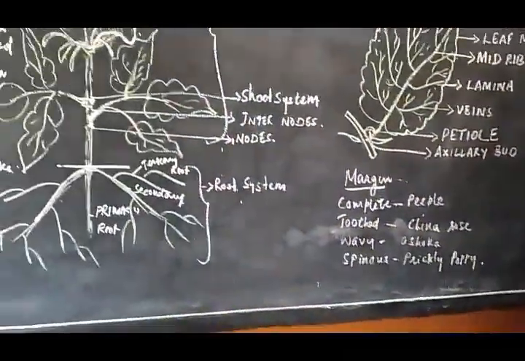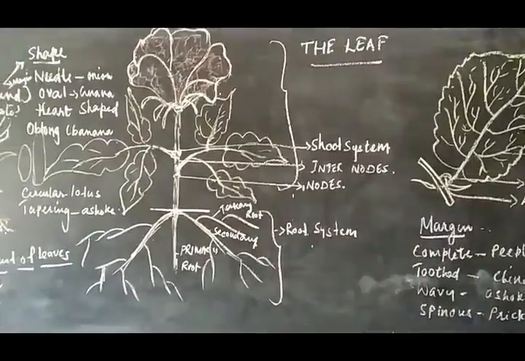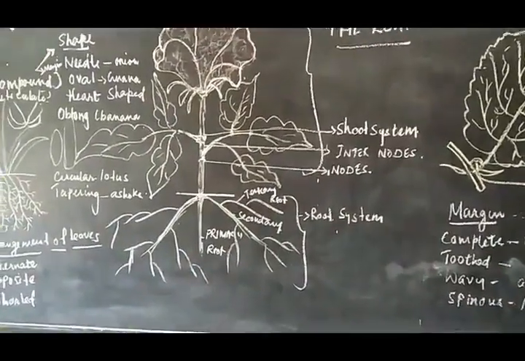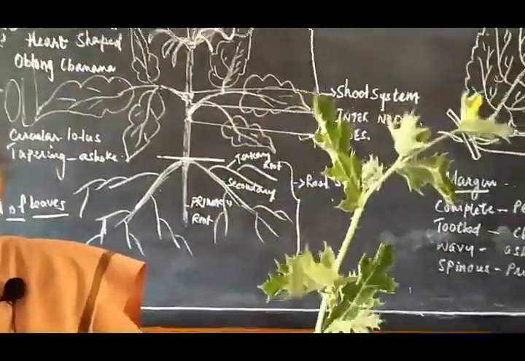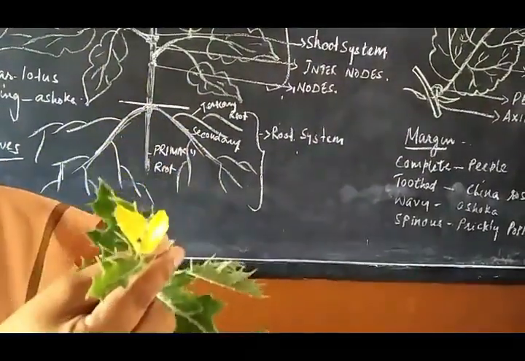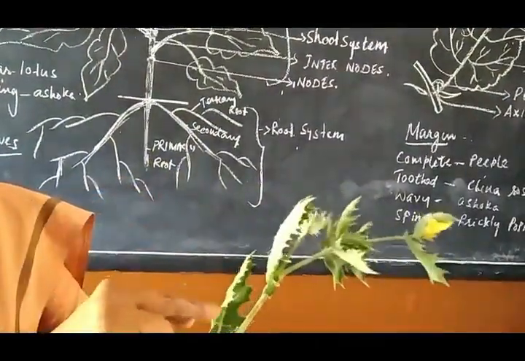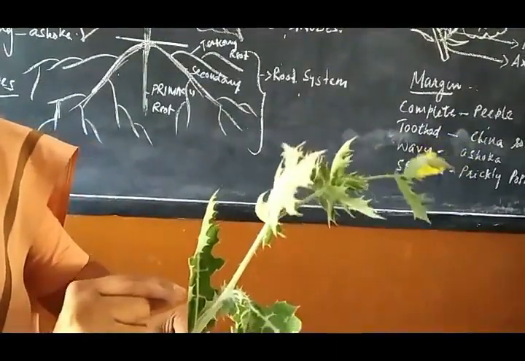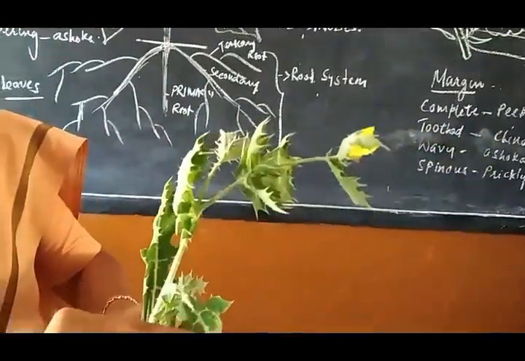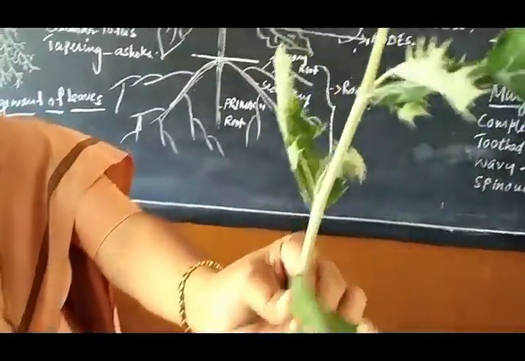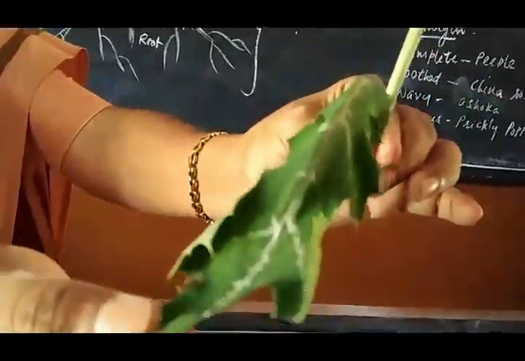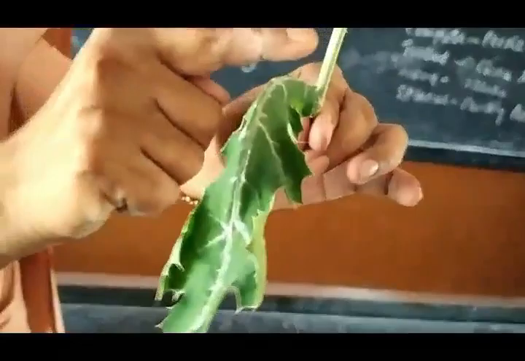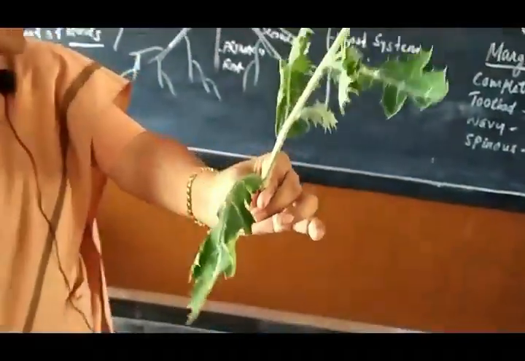Okay. Then you have a spinous margin. You will see some leaf. This is called prickly poppy. It's a poppy-like flower, but it has got a lot of spines, thorns. So it's called spinous. Because you see, the tip of the leaf has got a lot of thorns. Just see, a lot of thorns on the margin of the leaf.